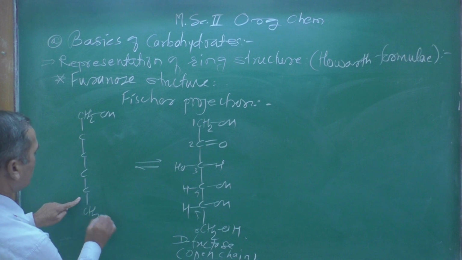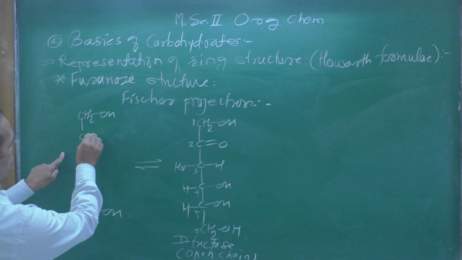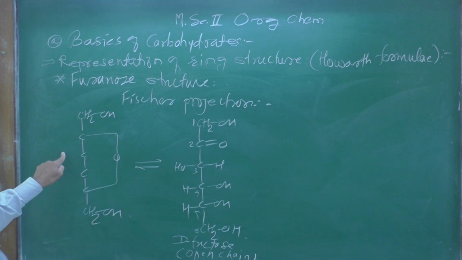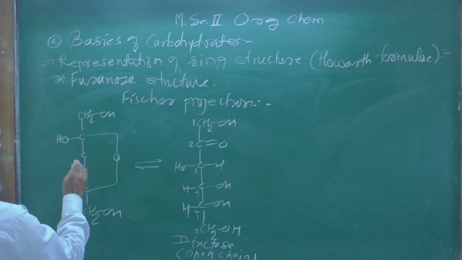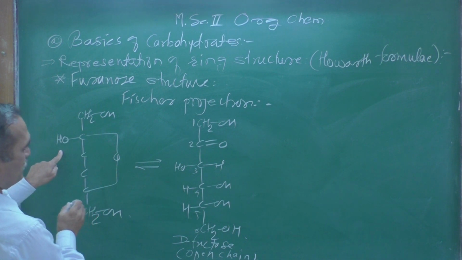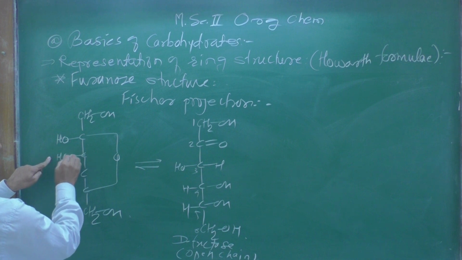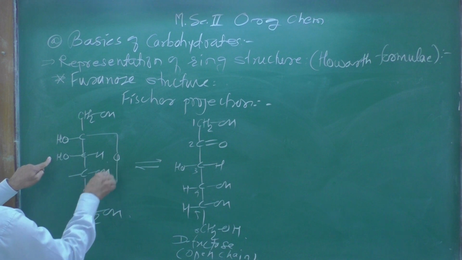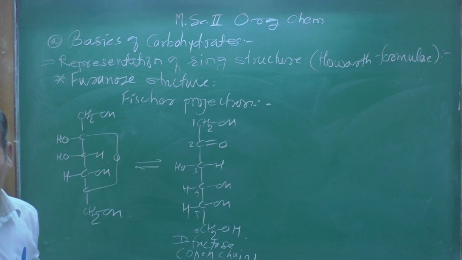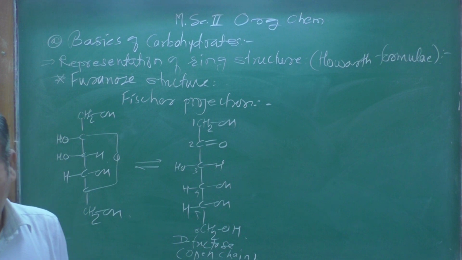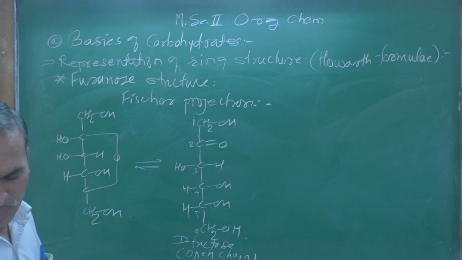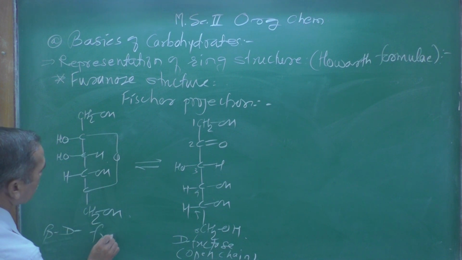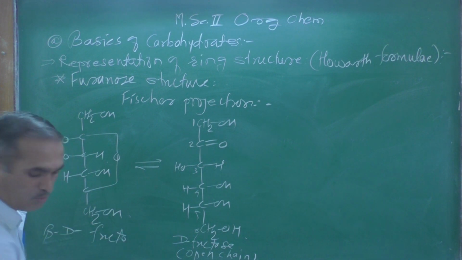One also has a CH2OH, and the ring is formed over here like this. The hydroxy group on the left-hand side, then another hydroxy group, H, then here OH and H is here. This is the representation of beta D fructofuranose.